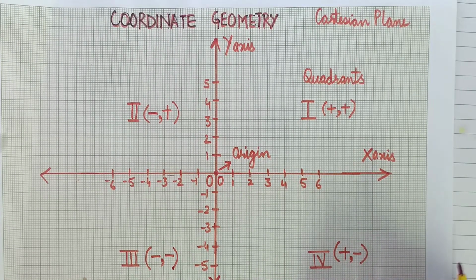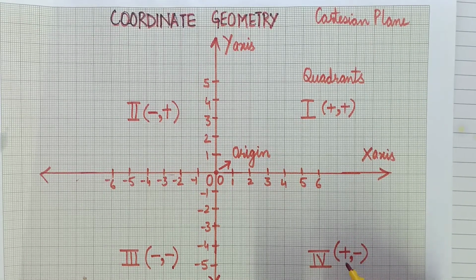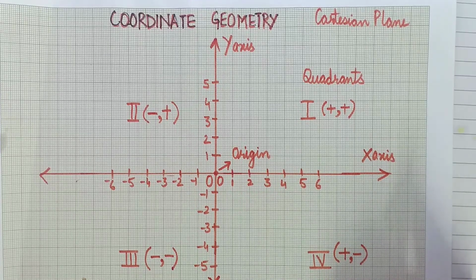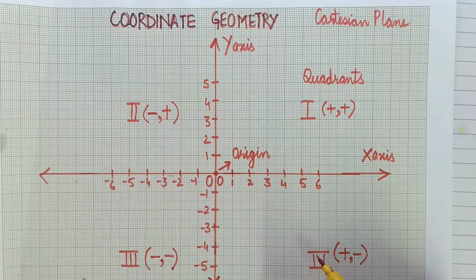So this way the signs of given coordinates will let us know where the point is lying, either in the first quadrant or in the second or in the third or in the fourth.